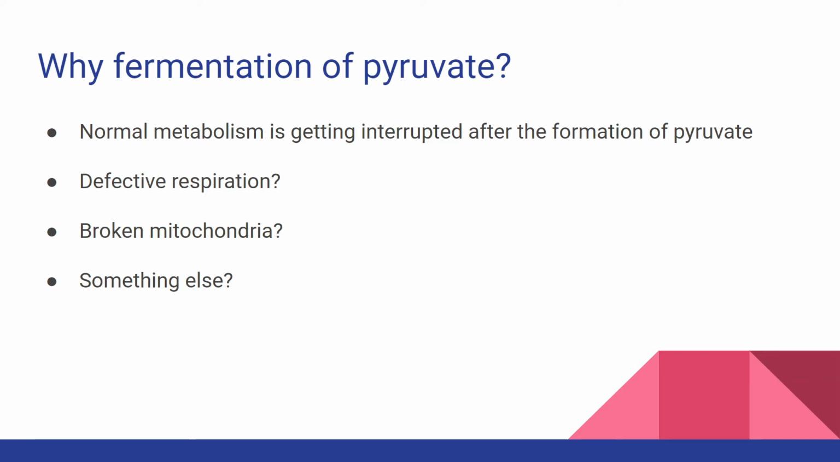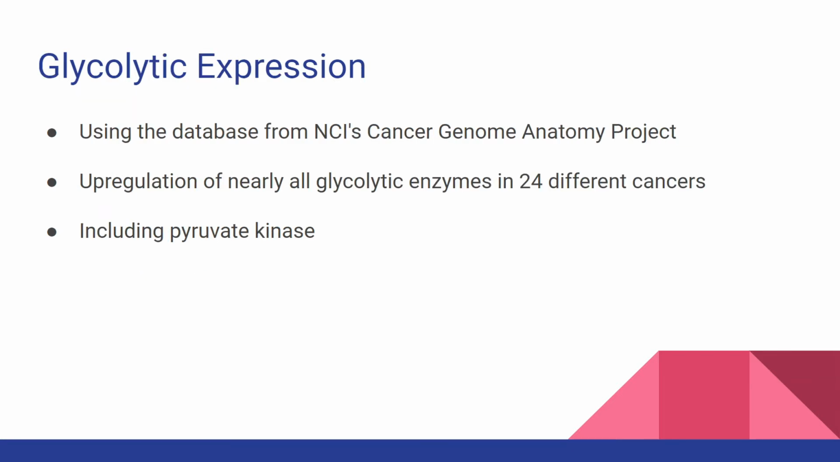So, one experiment to determine the expression of glycolytic enzymes uses bioinformatics to query the National Cancer Institute's Cancer Genome Anatomy project and takes a look at the expression. They looked at 24 different cancers out of a total of 49 available, but due to what seemed to be a lack of data in 25 of them, they only looked at the 24. What they found was an upregulation of nearly all of the glycolytic enzymes, including the last step, pyruvate kinase.